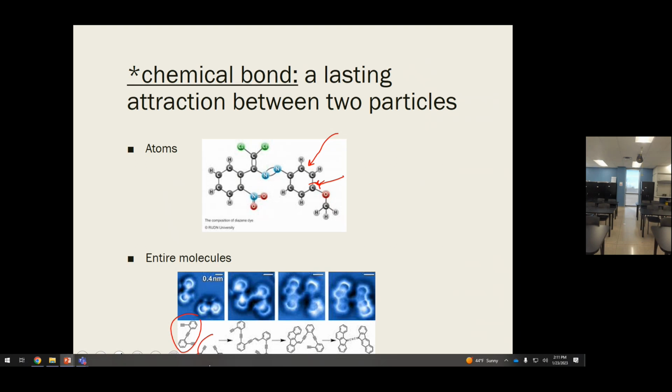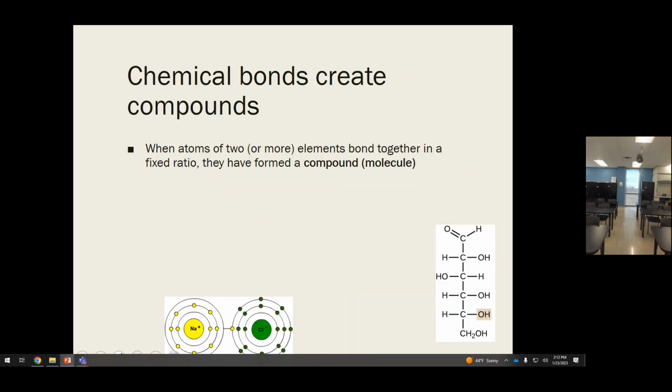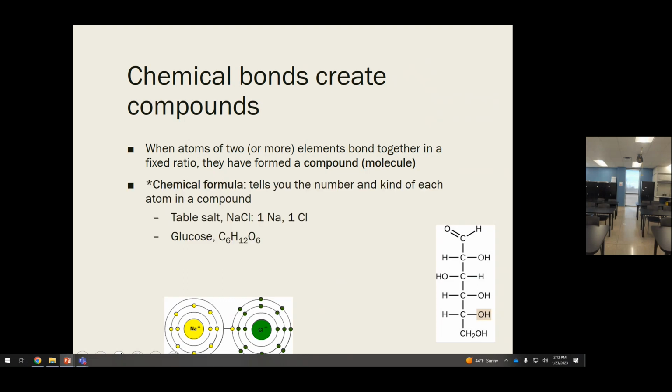We have one molecule and then there's another molecule, and they come together through a chemical bond to make a different kind of molecule. When atoms of 2 or more elements bond together in a fixed ratio, they have formed a compound. Compounds are also called molecules. This is an example of a compound right here. We have sodium chloride, 1 sodium atom, and 1 chlorine atom.